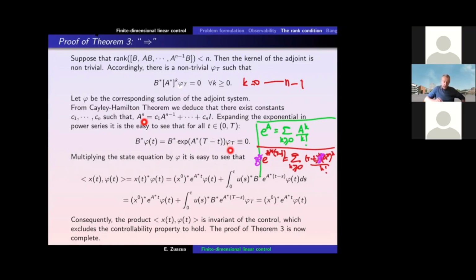Okay, so you see that by contradiction, as soon as the rank is less than n, there is a non-trivial phi t which is in the kernel of these operators. Therefore, this projection of the corresponding trajectory is equal to 0. You have lost the observability.